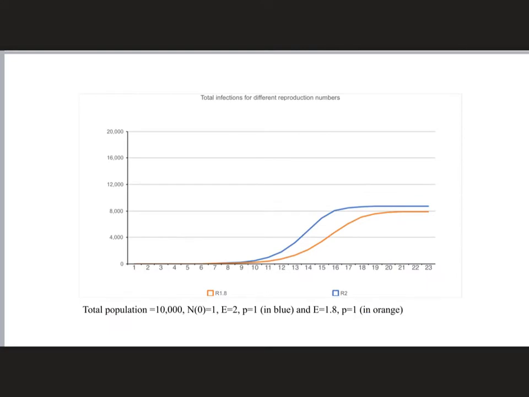Next, we want to see how our rise in total infections changes when we have a different level of infectiousness of the virus, of the disease. So we're going to have different reproduction numbers. To make life easy, we'll keep P equals 1 in each case, but in the blue line we've got E equals 2, so the initial reproduction number is 2, and in the second one E is 1.8, so the initial reproduction number, 1.8 times 1, is 1.8.